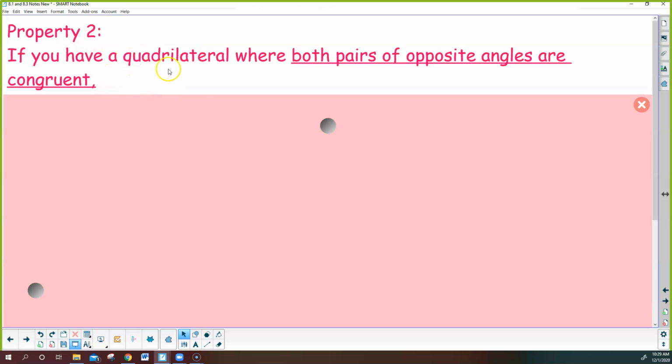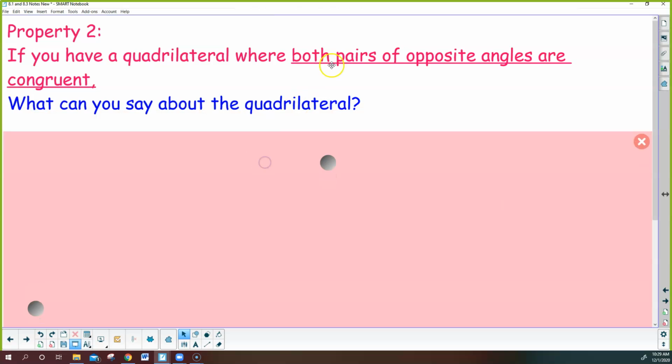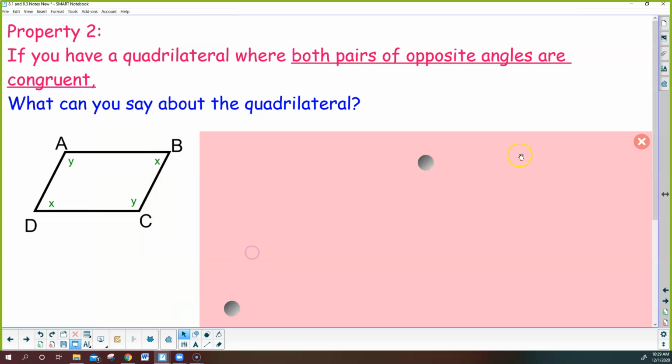All right, property 2. What if we have a quadrilateral where both pairs of opposite angles are congruent? Okay, and again, don't write this. What can we say about the quadrilateral if opposite angles are congruent? Well, let's take a look. Now, this is a little bit different. If opposite angles are congruent, angle D and angle B, let's both call those X. And angle C and A are congruent, so let's call those Y.